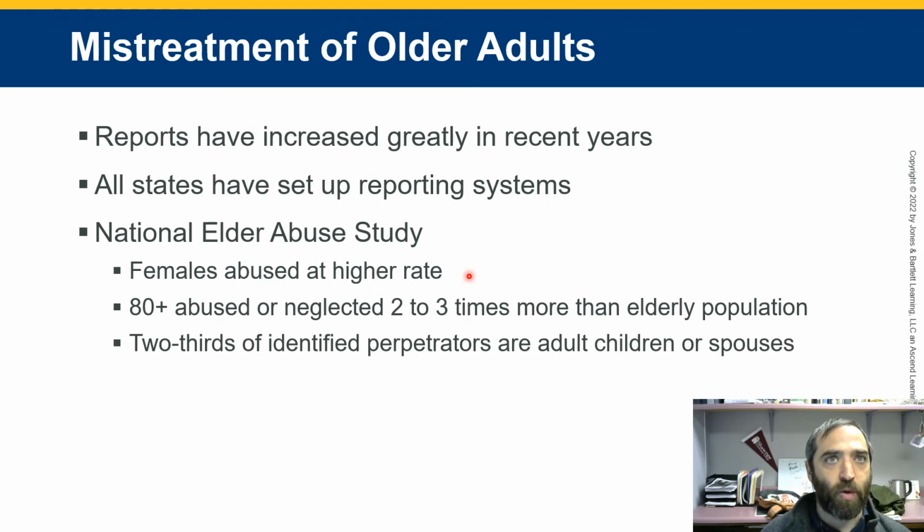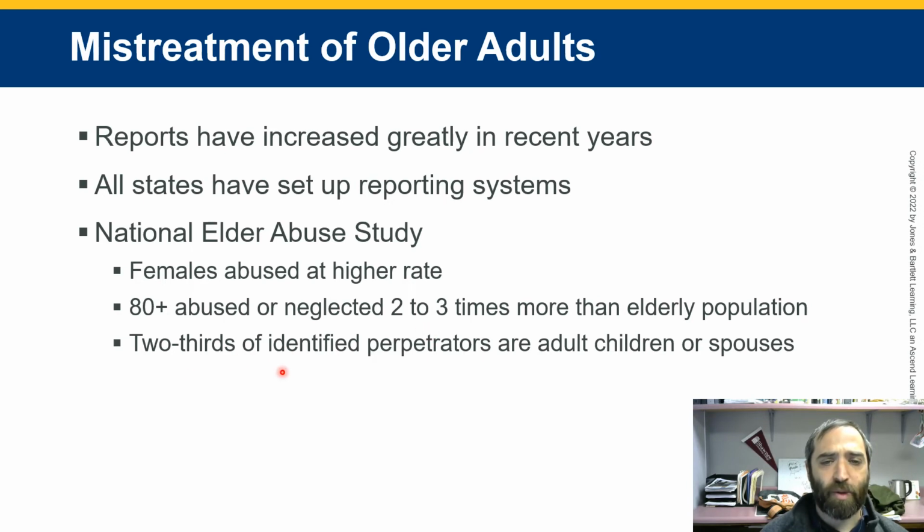And people who are most in need of other people. If you think about who is neglected, who is mistreated, it's people who are the most vulnerable. That's children and that's elderly people. And so who are the most vulnerable among the elderly? Well, it's your 80-year and older adults, neglected at 2 to 3 times more than the elderly population.